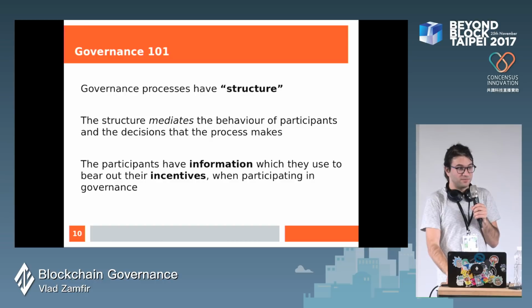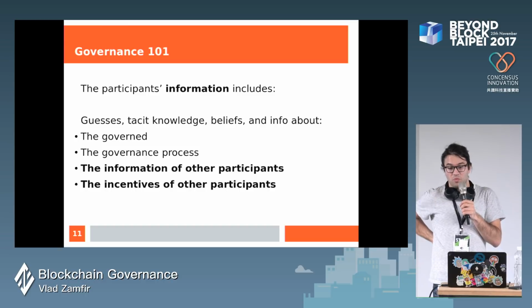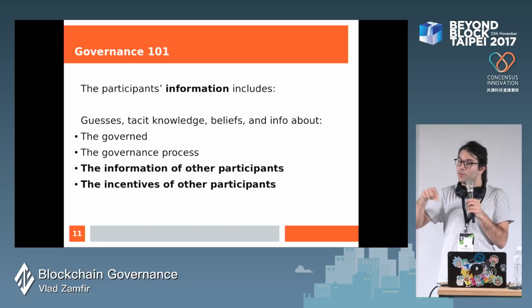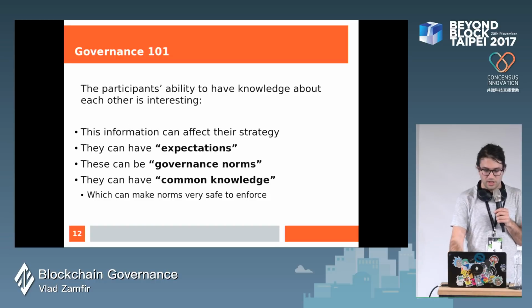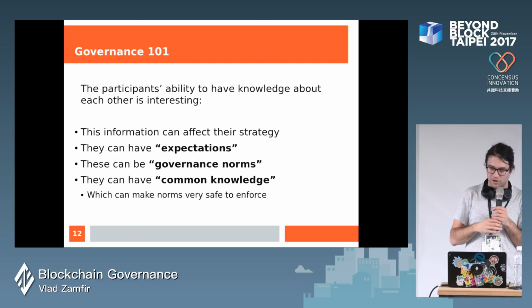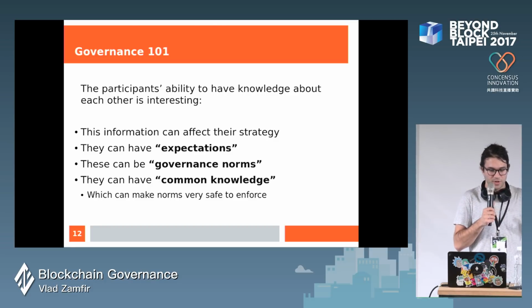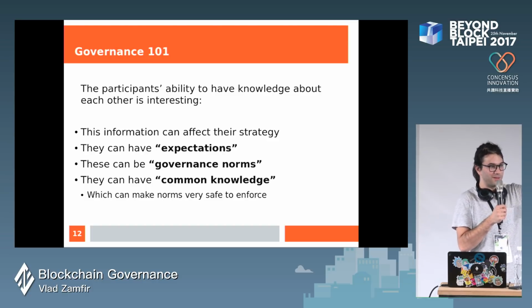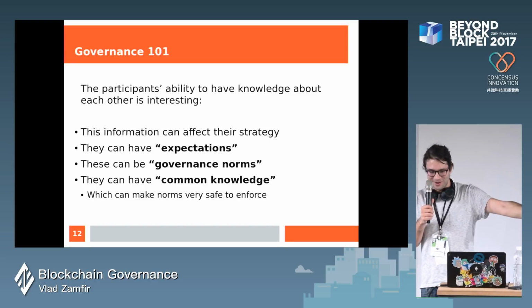Participants have information, and they use that to bear out their incentives, right? And their information will include things like what they know about the governed resource itself, what they know about the governance process, and also what they know about each other's states of knowledge and each other's incentives. And that's going to be quite interesting because, as we know from a whole bunch of game theory research, participants' knowledge of each other's states of knowledge can really affect the way that the game turns out, right?